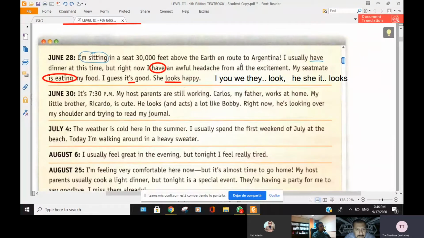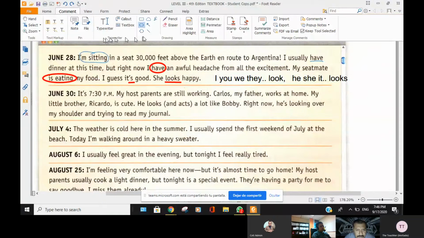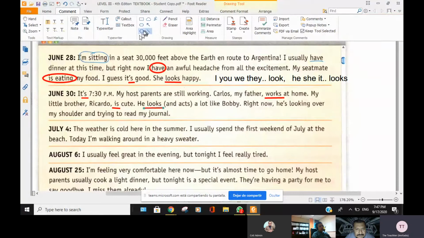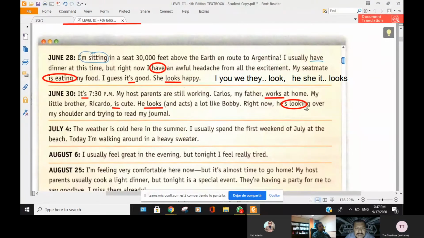Sorry. A ver. My host parents are in present. Works is present. I don't know. Ricardo is cute is a simple present. Looks, simple present. He is looking, simple present. And trying is present progressive. And looking too. Looking and, ¿cómo que no, teacher? And working. But did you say simple present or present progressive? Present progressive. Looking and trying is present progressive. And working. Yeah, teacher, and working too.